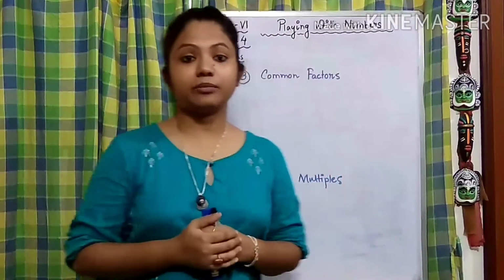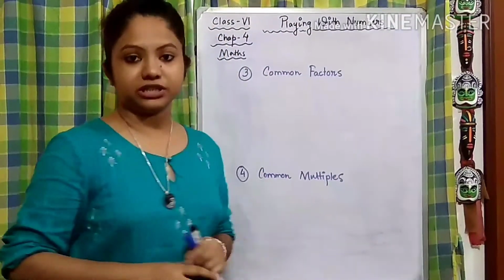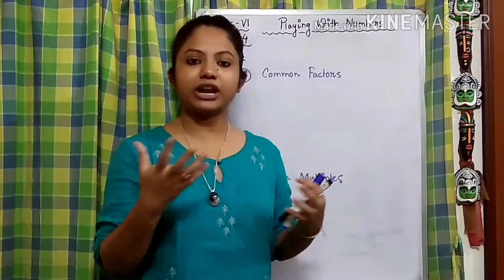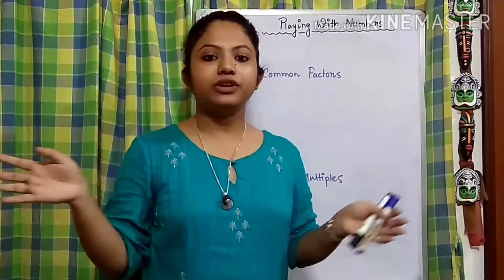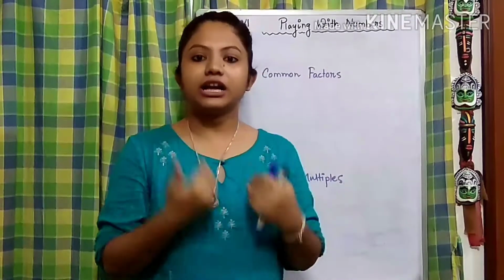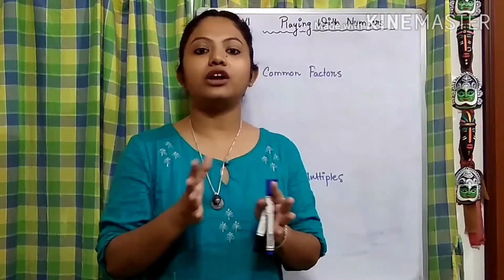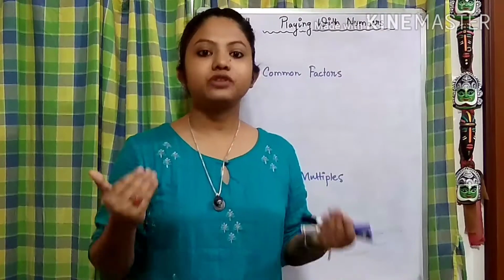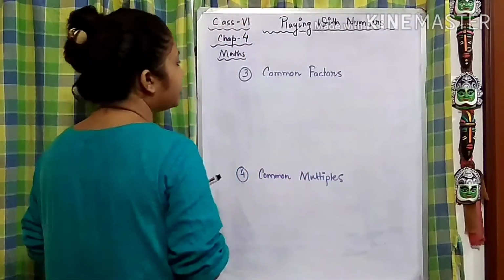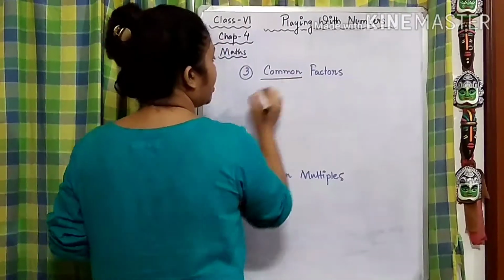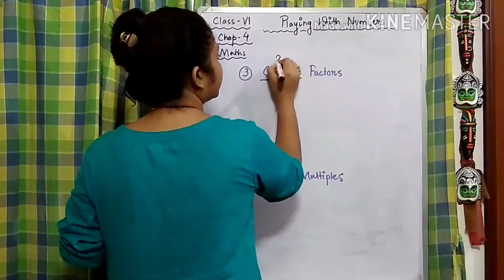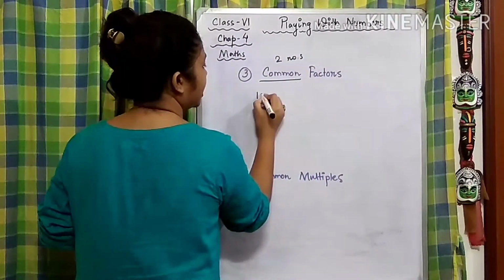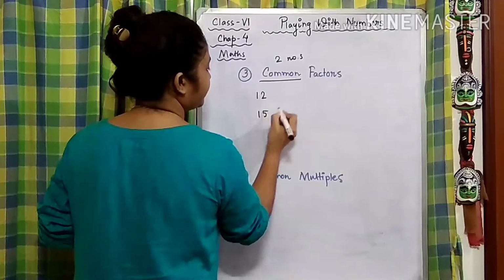Now we will be talking about common factors and common multiples. When we need to find the common, we are finding common between two people. I cannot find any common if we are not comparing two persons or two things which are nearly similar, right? So for finding common factors or common anything, we need two persons or two numbers. So let's take two numbers: one is 12, another is 15.